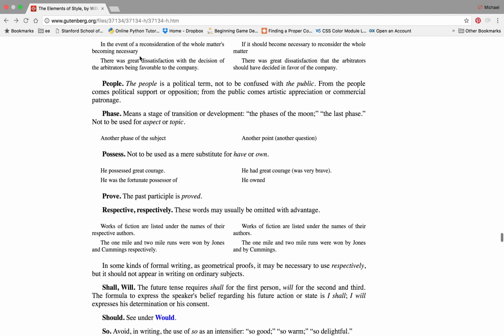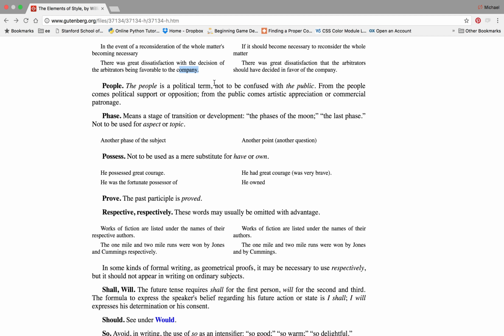Okay, so let's look at the bad and the good. In the event of a reconsideration of the whole matter's becoming necessary, that just looks bad. Wouldn't you agree that just looks bad? If it should become necessary to reconsider the whole matter, comma, that makes sense. I see. So these aren't always full sentences, but I just wish they would make it clearer if they were fragments. But they really didn't.